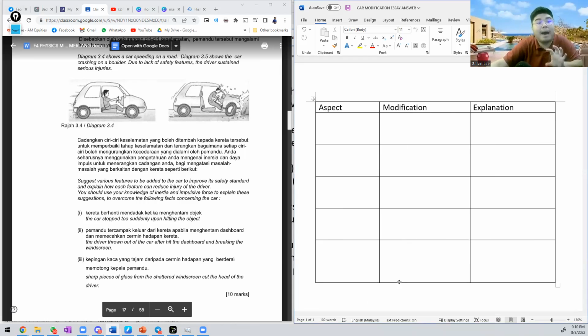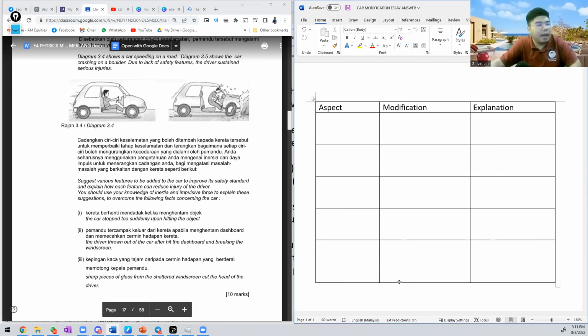Aspect means which part am I trying to fix? Modification, what am I doing to fix it? And explanation, what is the physical logic behind why I am fixing it in that way. So we go by sequence. Let's try the first number 1 first. The car stopped too suddenly upon hitting the object, hitting the rock, the boulder.